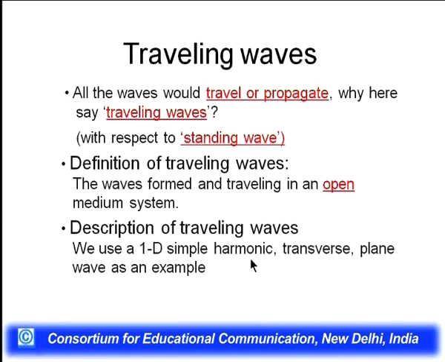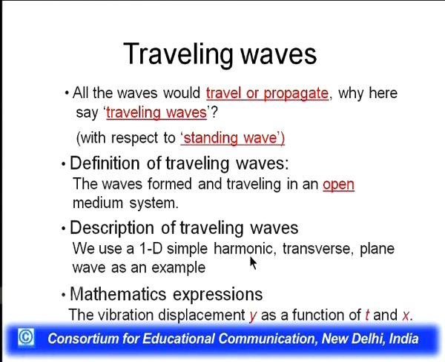Here is one simple harmonic transverse plane wave as an example. Now, in a mathematical expression, we define a one-dimensional simple harmonic transverse plane wave. Here, the vibration displacement is defined by y as a function of t, the time, and x, the distance. We are defining a one-dimensional harmonic transverse plane wave, which is a travelling wave with the displacement y as a function of time and distance.